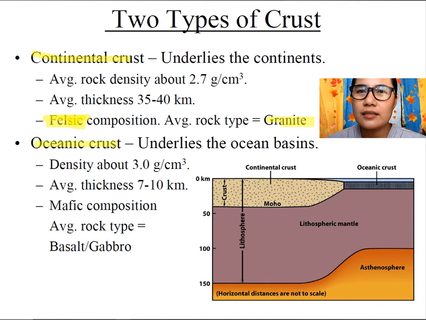Oceanic crust, crust just beneath the oceans. It is mafic in composition. The rock type is basalt, meaning less siya og iron. There's a difference between the two.